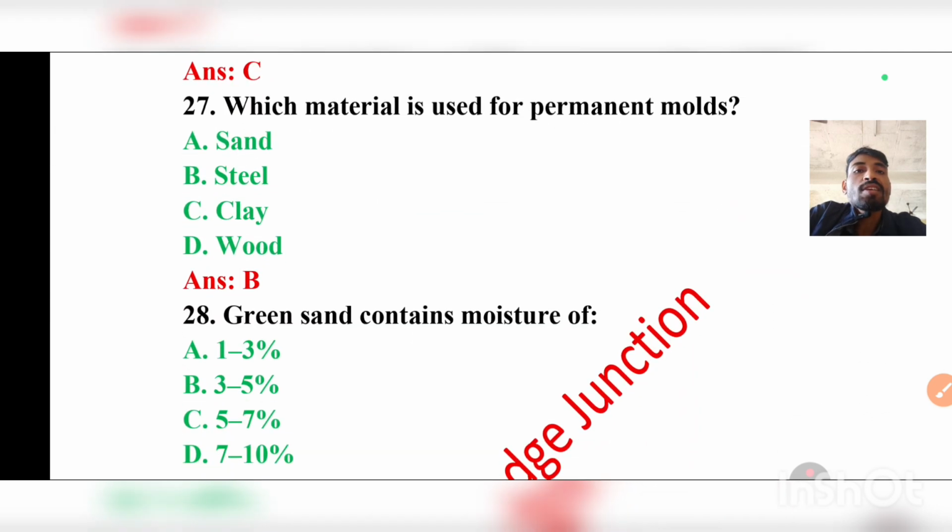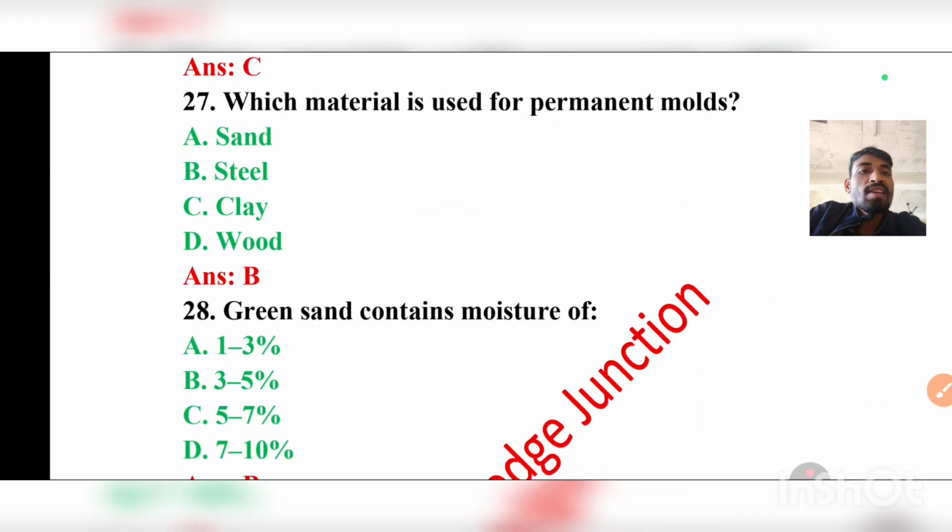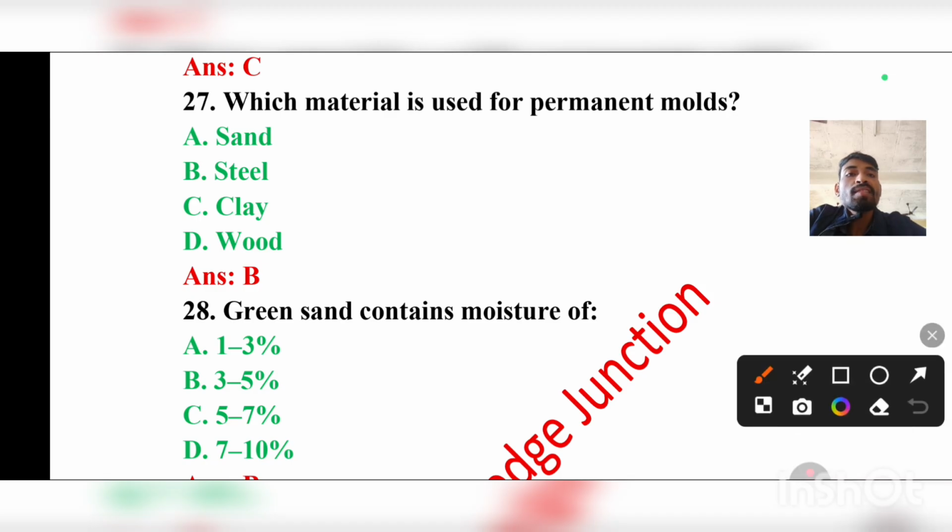Question number 27, just see which material is used for permanent molds. The options are sand, steel, clay or wood. The correct option is your B, that is your steel.